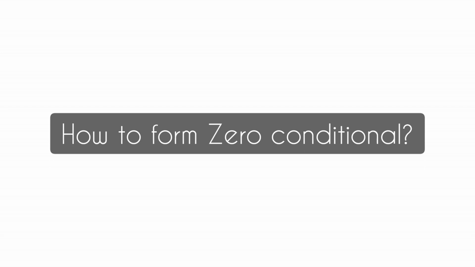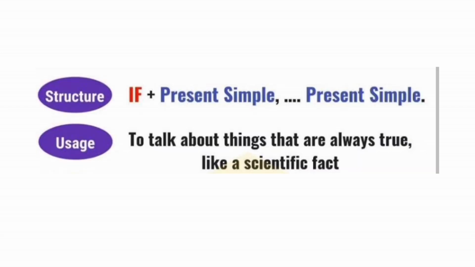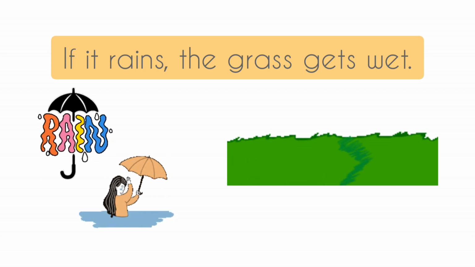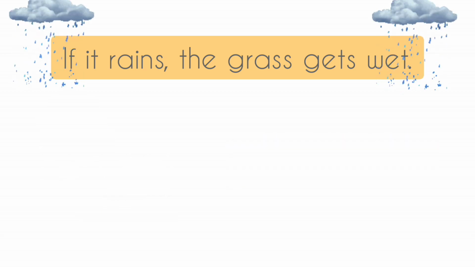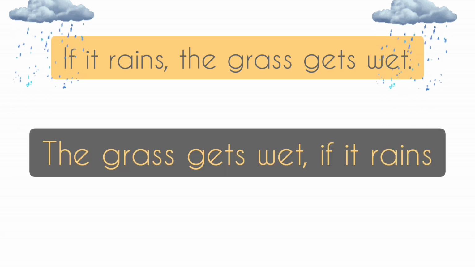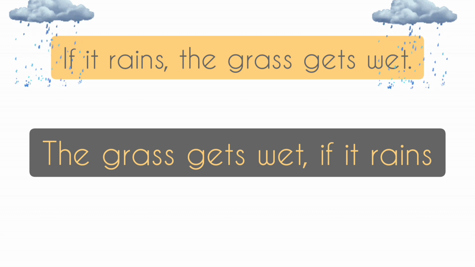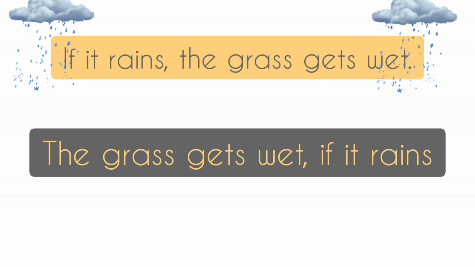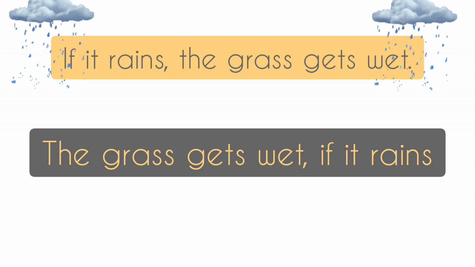How to form zero conditional? When we create zero conditional sentences, we use simple present tense for the condition and simple present tense for the result. For another example, if it rains, the grass gets wet. You can also change the position into: the grass gets wet if it rains. So the position of the if clause and the main clause doesn't affect the meaning. You can always change the position of the if clause and main clause.